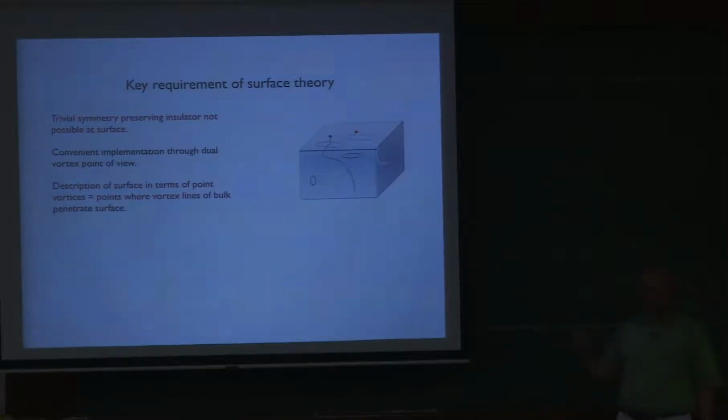And we want to ask whether there are bosonic states which have a similar non-trivial surface state, where the surface is guaranteed to be non-trivial. Okay? So there's a convenient implementation of this restriction through a dual point of view, where we think not in terms of the bosons, but in terms of topological defects of the bosons, which are vortices.